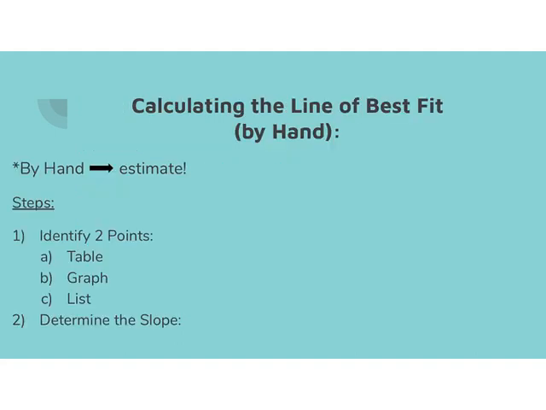Okay. And now, in order to calculate the line of best fit, this is going to be by hand. So if we are calculating the line of best fit, this is actually an estimate. So make sure that you know that it's just going to be an estimate of what our linear regression line will actually look like. So the steps in order to do that, you're going to identify 2 points. And those 2 points can be from a table, a graph, or a list. And then you're going to determine the slope by using those 2 points. And remember, it's your y2 minus y1 divided by x2 minus x1.